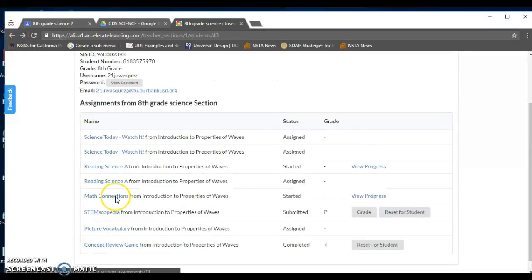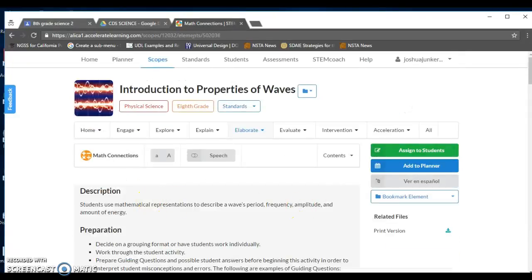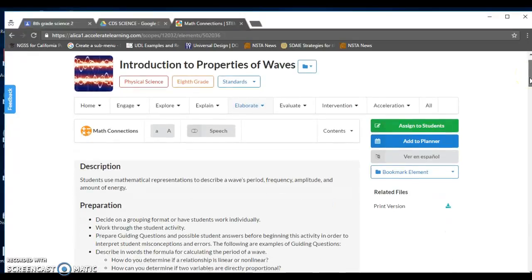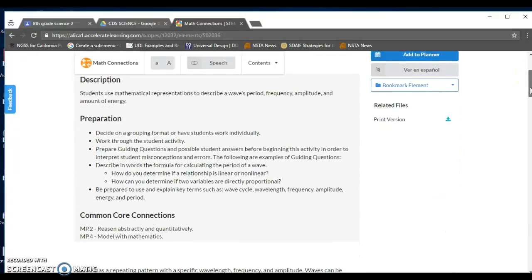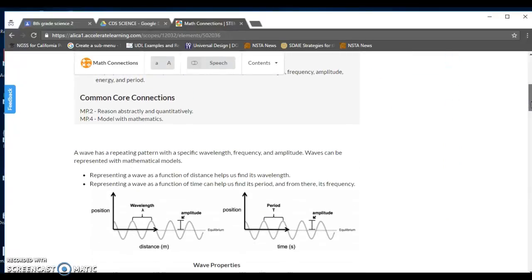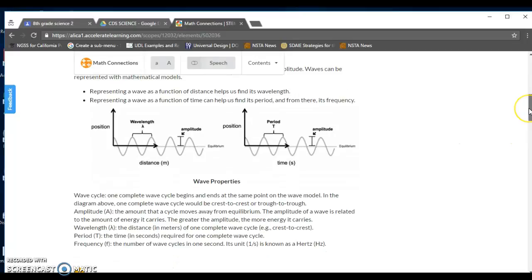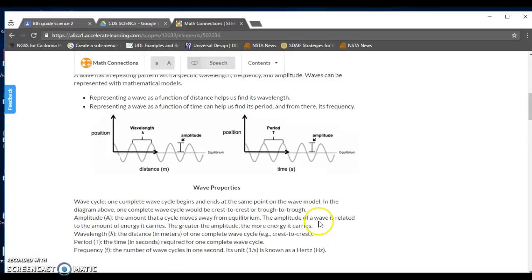Alright, the third and final one is called Math Connections. Math Connections is a similar issue. I can't show you all the different questions, but we can just talk about the fact that it wants you to practice a little bit of algebra. It reviews some of the measurements or the ways we describe waves over distance and time. And then it shows you some of the units for certain things, like wavelength uses this symbol. If you're talking about frequency, you use F, etc.